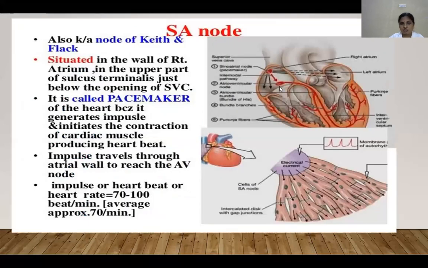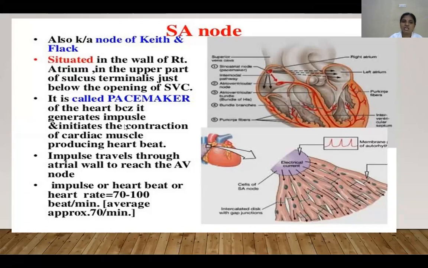Now coming to the SA node. What is the location? The SA node is also known as the Keith and Flack node. What is the location? It is situated in the right atrium in the upper part of the sulcus terminalis. You have to mention the exact location. It is present in the right atrium, in the upper part of the sulcus terminalis, just below the opening of the superior vena cava. This is very important. Why? Because it acts as the pacemaker of the heart.